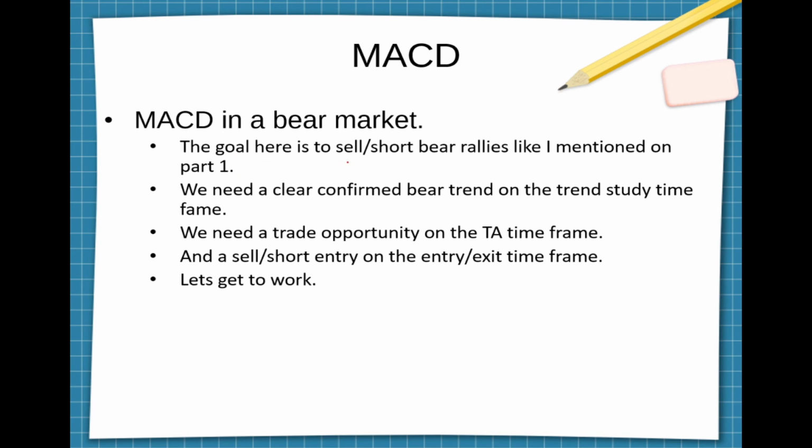The goal here is to sell short. Remember, once we get the trend, the reason why we do things like that is that people will lose money 70 to 90% of the time because they are against the trend. So if we are in a bull market, we only go long. If we are in a bear market, we only short. That reduces our probability of losing a trade insanely.